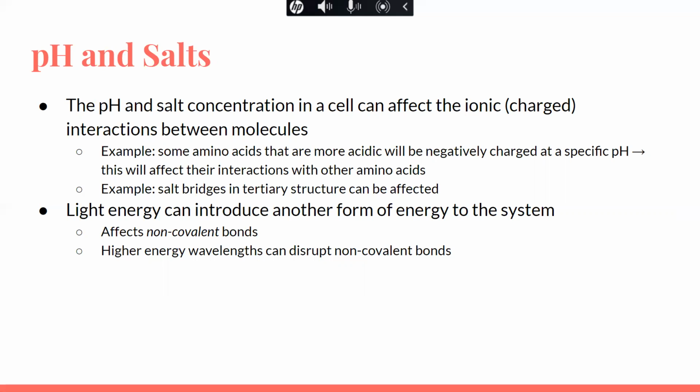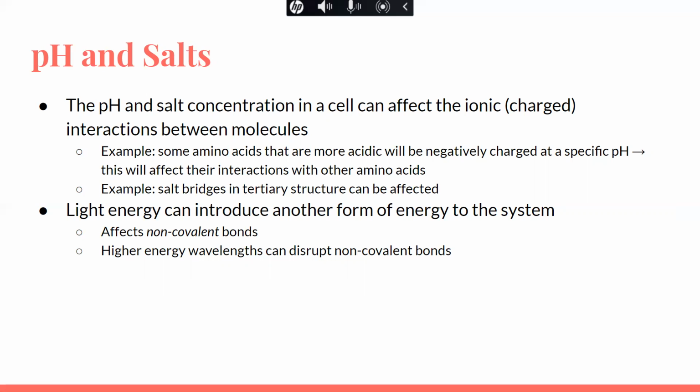Another aspect that affects bonds and protein folding is light energy. Light energy can introduce another form of energy to the system, kind of like thermal energy, but it's light energy. This also affects non-covalent bonds. Once again, remember, we're not really talking about covalent bonds here. And higher energy wavelengths can disrupt non-covalent bonds.